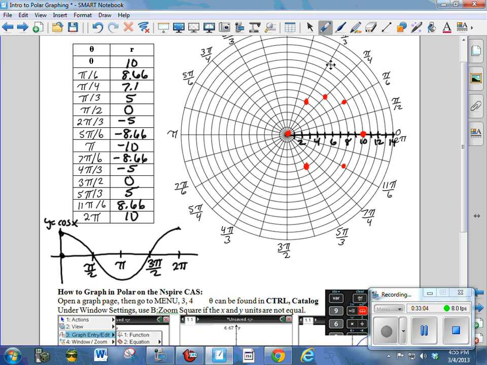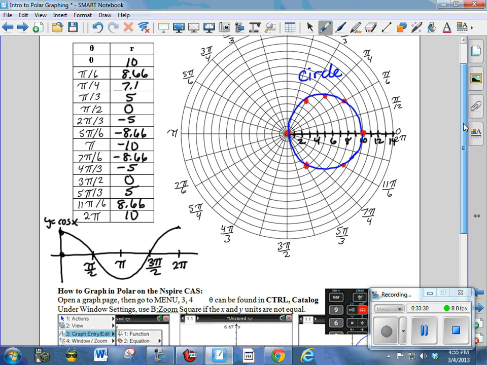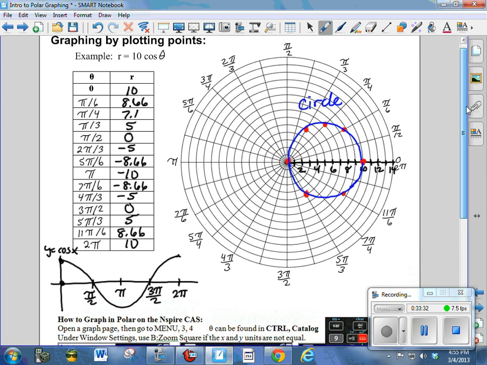And if I asked you to connect these in sort of a smooth curve, what do you think this is? I think most of you recognize that this looks like a circle. And it is a circle. That's probably the nicest one I've drawn all day. So the graph of 10 cosine theta in polar form is a circle, not a sinusoidal curve like we had before.